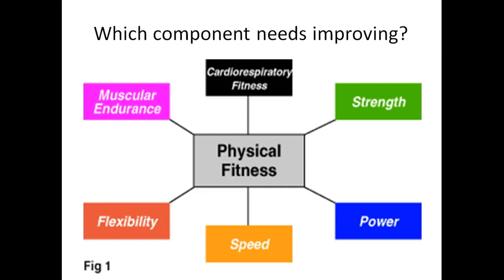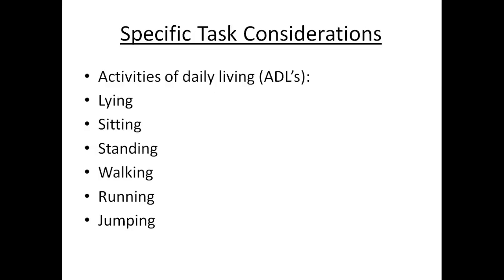Okay, so which component of fitness needs improving? Is it strength? Is it power? Is it speed? Is it range of movement? We've got to look and see which component are we going to work on. Then we've got to look at the task-specific considerations in their activities of daily living, things like washing and dressing. And then where are they having trouble, for instance, rolling over in bed?